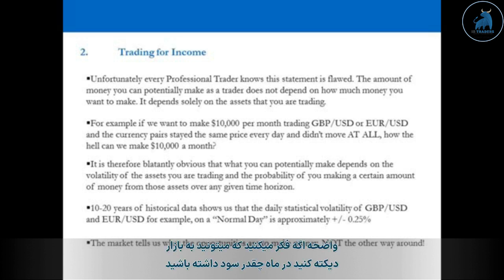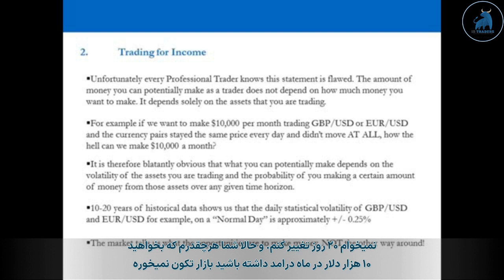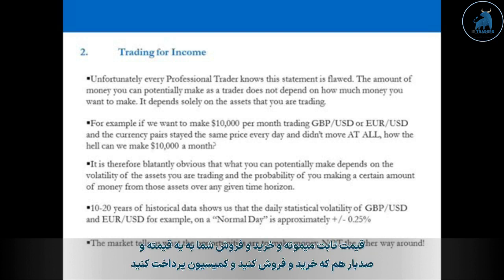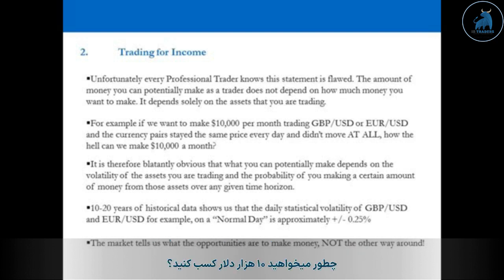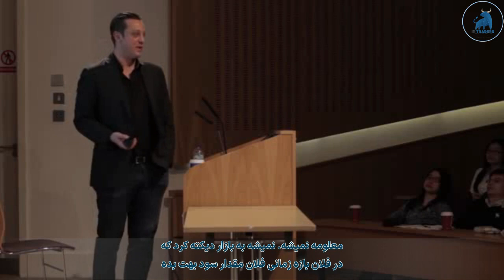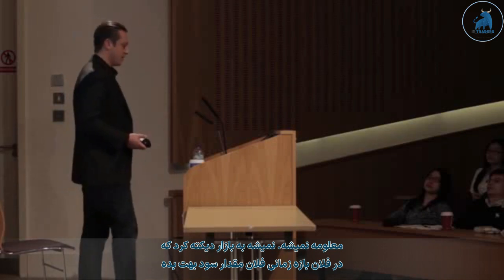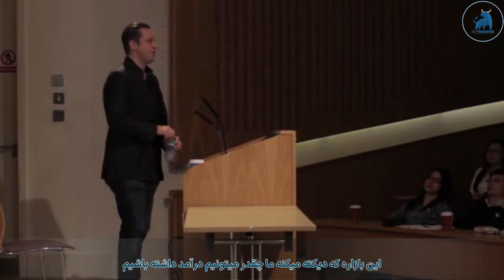Well, it's pretty obvious that if you're dictating to the market how much you think you can make per month, and the market decides, actually, I'm just not going to move, so for 20 days in a row, what you're trying to trade to make $10,000 a month doesn't actually move. It stays the same price. And you buy and sell it at the same price 100 times and pay commission. Can you make $10,000? Of course not. You don't dictate to the market how much money you can make over a given time horizon. The market dictates to you how much money you can make.